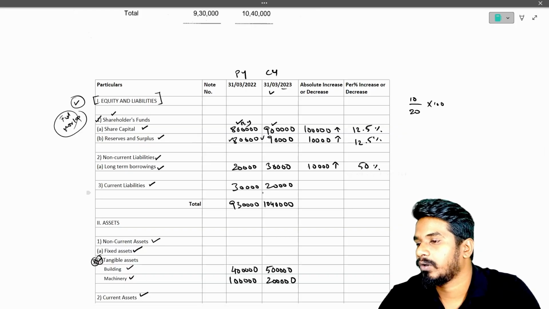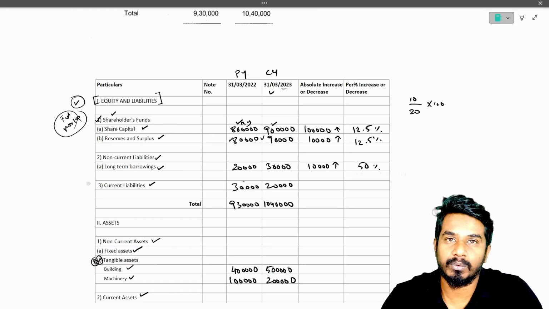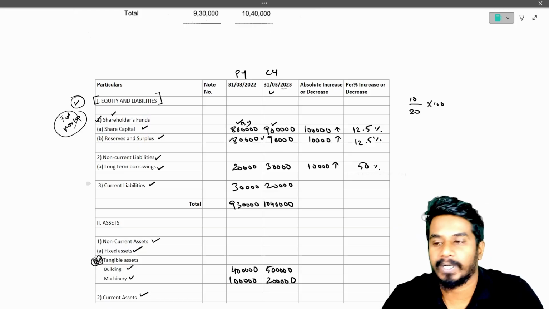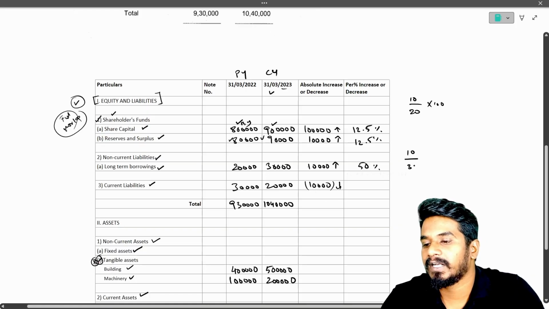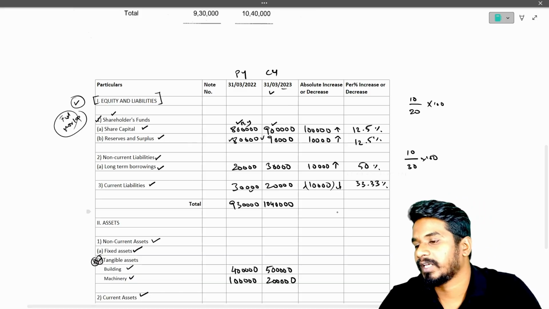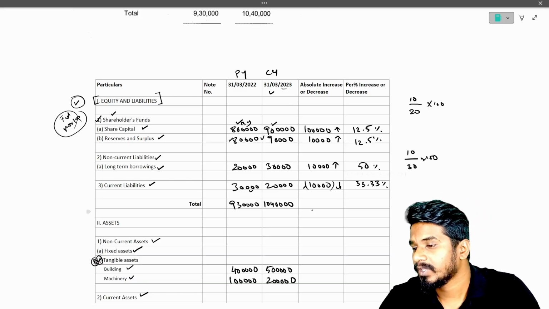And again, we got current liabilities. It was 30,000 in 22 and 20,000 in 23. So obviously 10,000 decreased. Correct. 10,000 decreased. So what is the percentage? 10,000 divided by 30,000 into 100. If you do that, it will come out 33.33 percentage. So you can calculate it once.